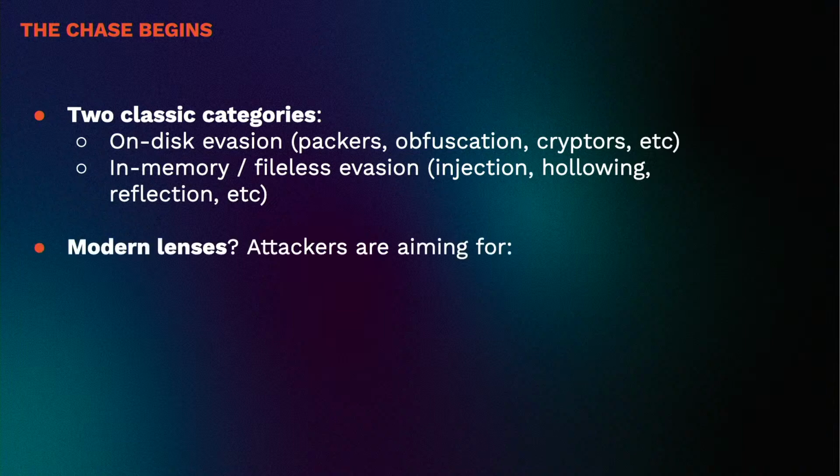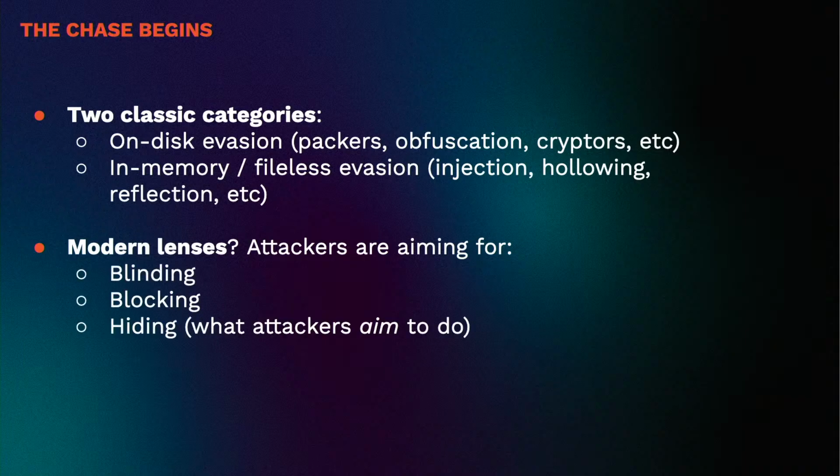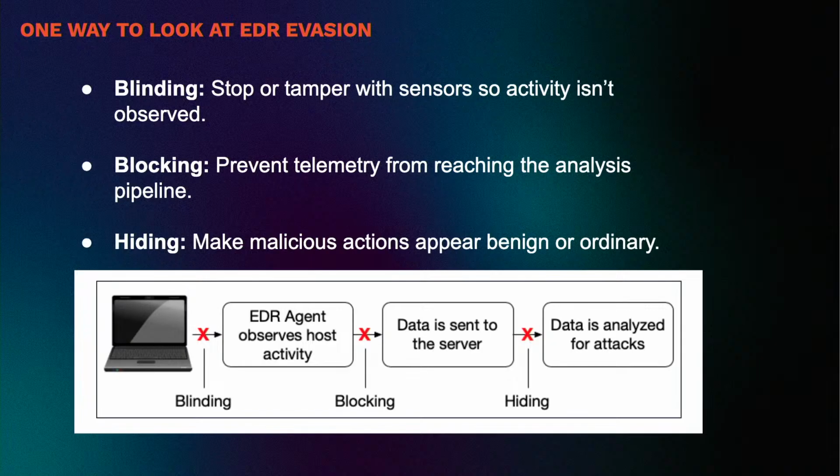A more modern lens to look at EDR evasion looks at three aspects: blinding, blocking, and hiding. What does this mean? The attackers will first aim to do blinding, right? With blinding, they're looking to stop or tamper with the sensors so activity isn't observed. If you remember what we defined an EDR to be, one of the components was the sensor. It's sensing activity going on on the endpoint. And then the agent has that logic, based on the telemetry it's collecting from the sensor, to make a call: are these activities malicious or non-malicious?